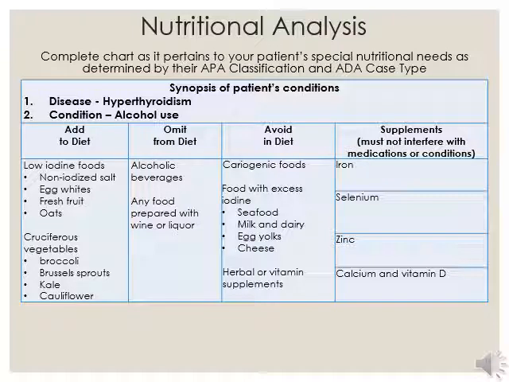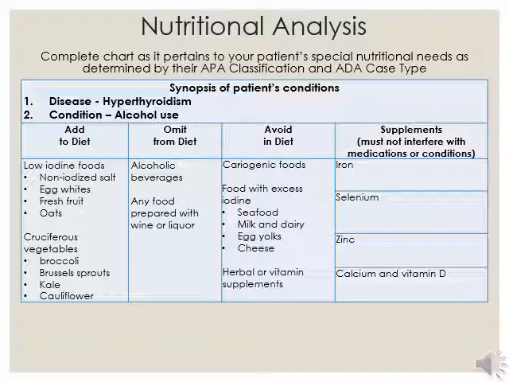This is the nutritional analysis for my patient. She has hyperthyroidism disease, and she has a condition of alcohol abuse. Iodine increases thyroid function, so she should avoid food with excess iodine, such as seafood, milk and dairy, egg yolks, and cheese, and she should substitute those with low iodine foods such as egg whites, fresh fruit, oats, and she can use non-iodized salt.